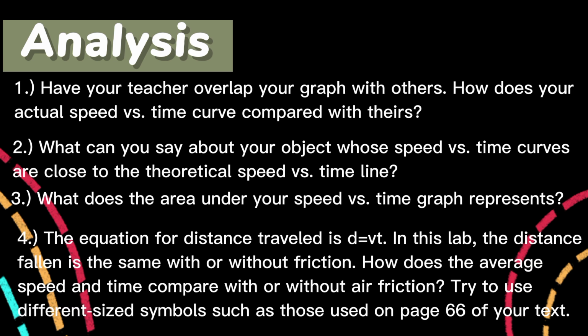Number 4. The equation for distance traveled is distance is equal to velocity times time. In this lab, the distance fallen is the same with or without air friction. How do the average speeds and times compare with and without air friction? Try to use different size symbols such as those used on page 66 of your text.